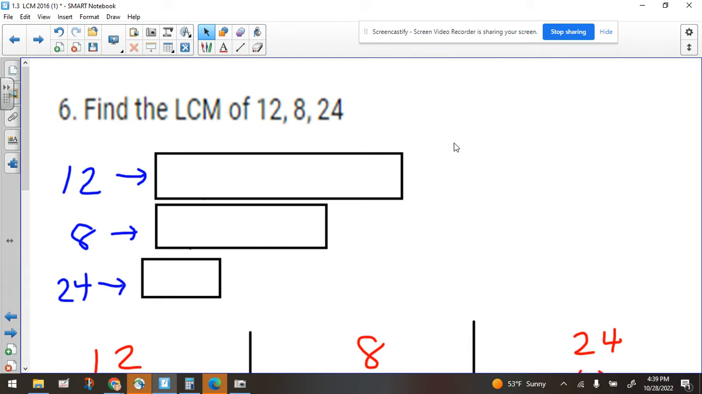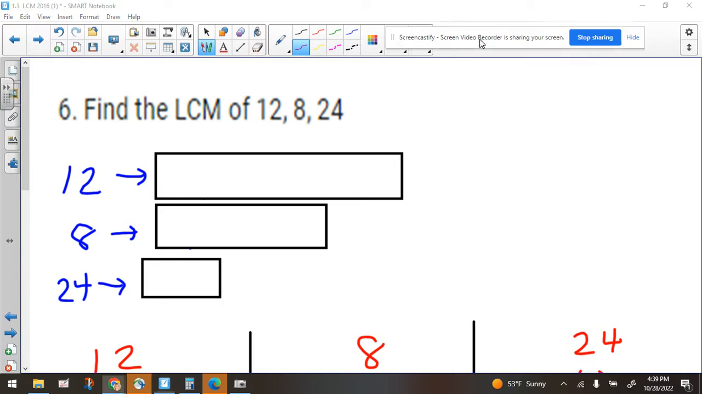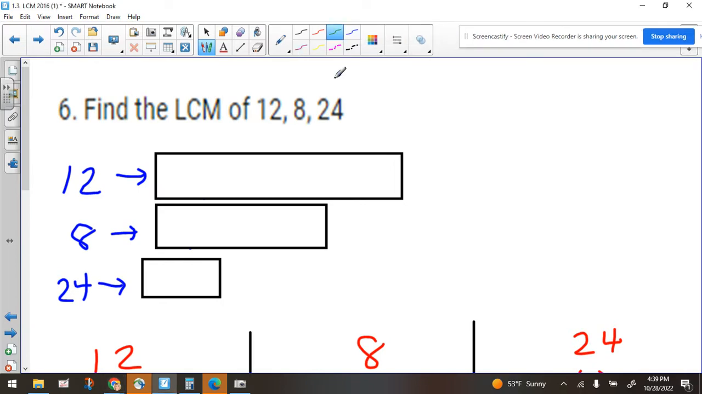Hey everybody, Mrs. Bianchi. We're looking at number 6, which is find the LCM of 12, 8, and 24. Before you begin these types of problems, it's always a good idea to find the biggest number in the set, which in this case is 24, and ask yourself, is this a multiple of the two smaller numbers? So how do you figure that out?